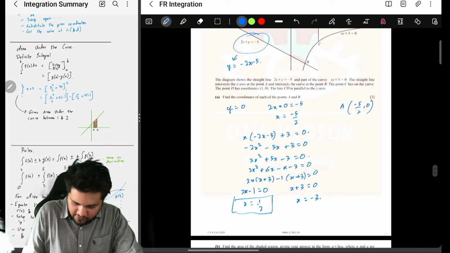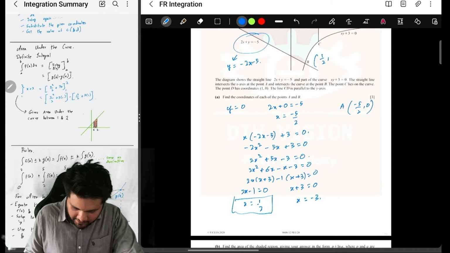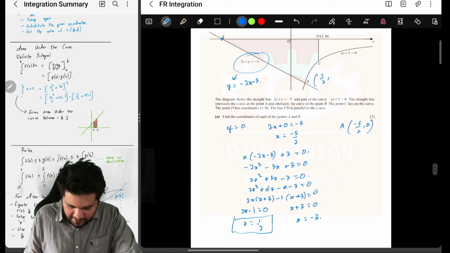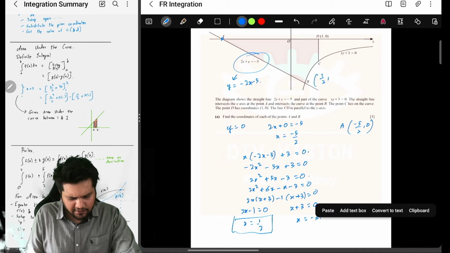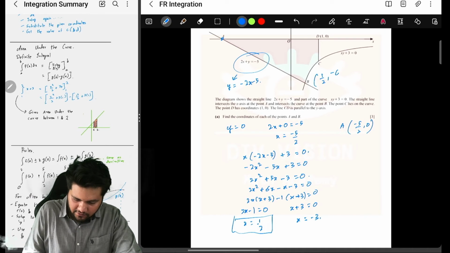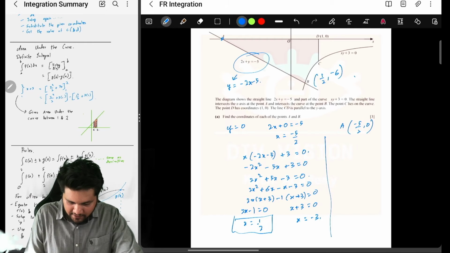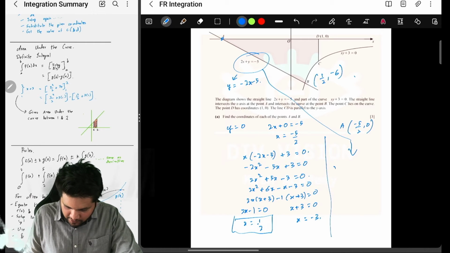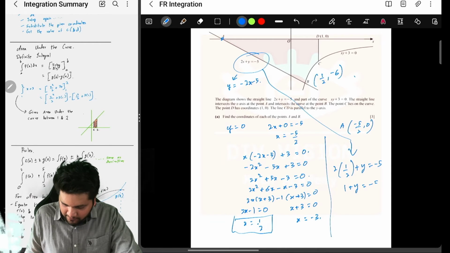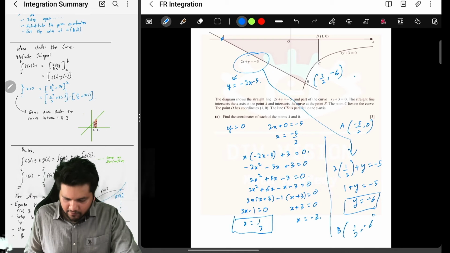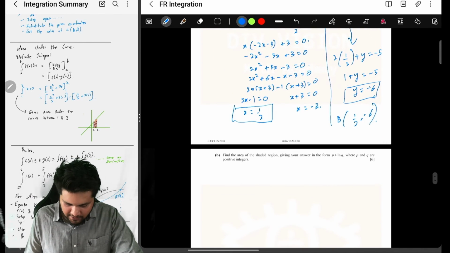So the coordinate of B is going to be, x coordinate is 1 by 2, and if I put 1 by 2 in this equation, I'll get y equals minus 6. Obviously I'll just use this equation, 2x plus y equals minus 5. So it's going to be 2 times 1 by 2 plus y equals minus 5, or 1 plus y equals minus 5, y equals minus 6. So these are the coordinates we'll get. B coordinate is going to be 1 by 2 comma minus 6. Now we know the coordinates, we can find the area of the shaded region easily.